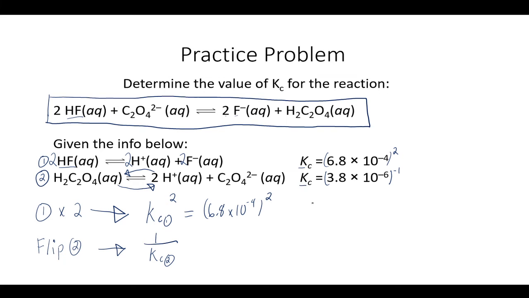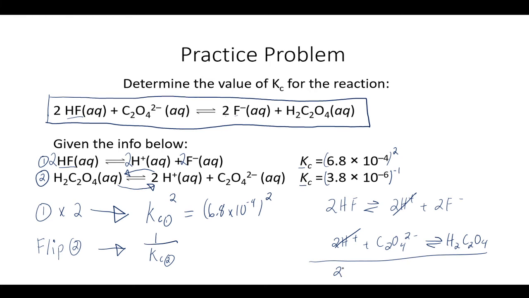And now that I do that, you should be able to see that you would have 2HF goes to 2H plus 2F minus. And you would have 2H plus C2O4 2 minus goes to H2C2O4. And now I can add these 2 steps up, and the H pluses will drop out, and I'll have overall the exact reaction I want, 2HF plus C2O4 2 minus goes to 2F minus plus H2C2O4. That's the reaction I want.